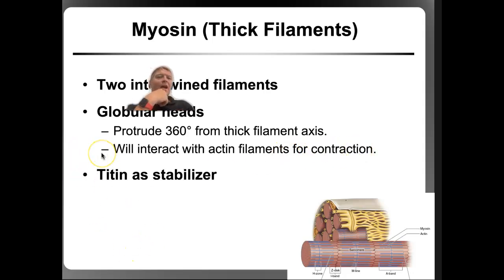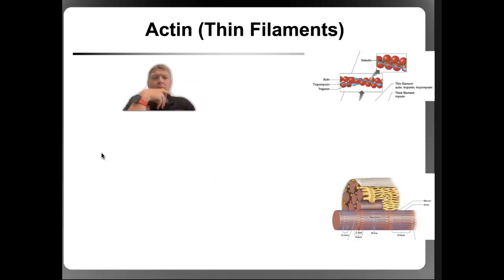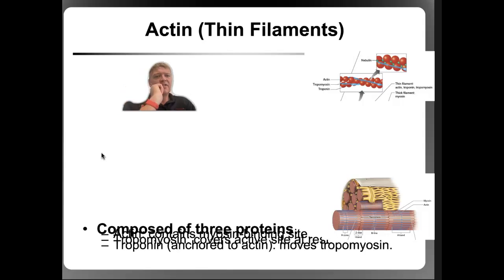And then the stabilizer, to make sure they don't connect immediately or all the time, is the titin. That gets in the way when you're relaxed or decontracting, and allows your muscle to stretch out again. We'll talk more about titin in just a second.